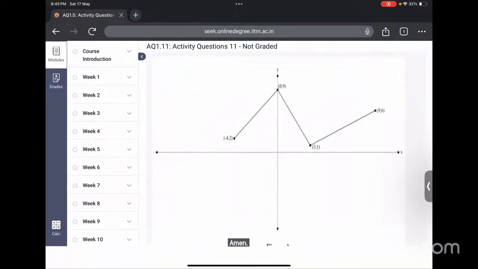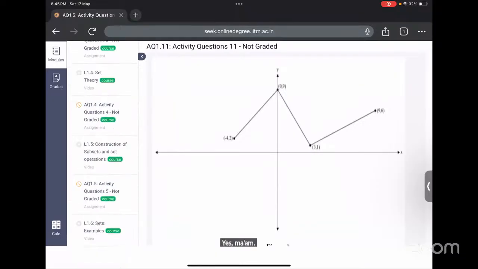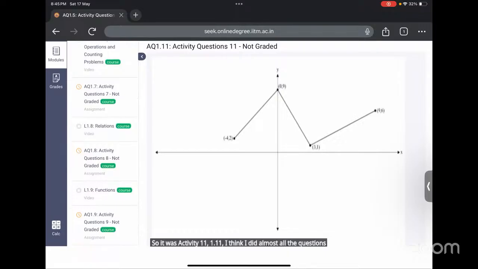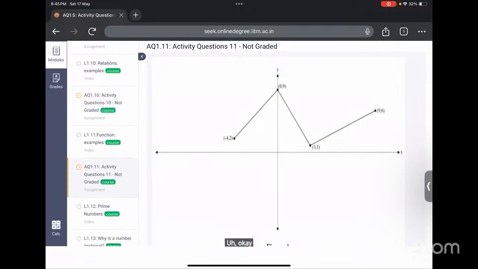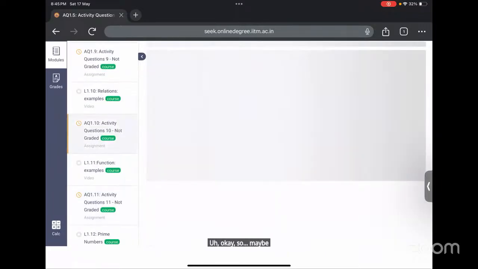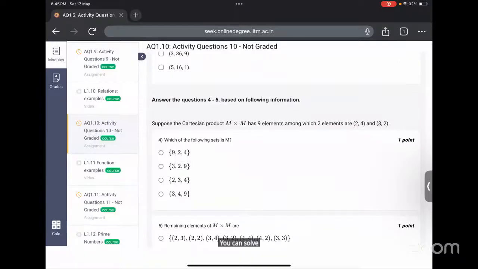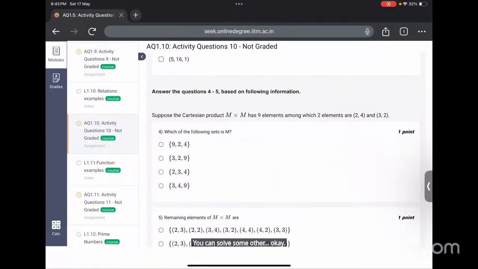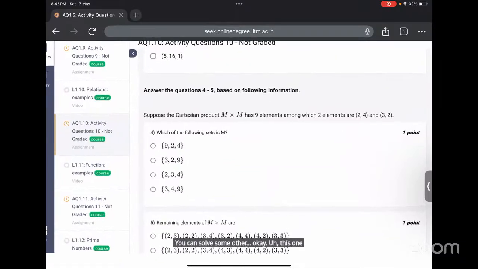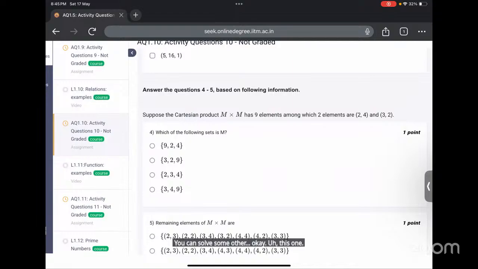So it was activity 1.11. I think I did almost all the questions from 1.11. Okay, so maybe it was the toughest activity this week. You can solve some other. This one. Fourth question.